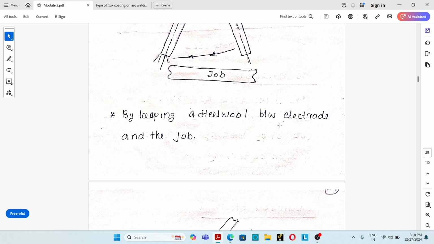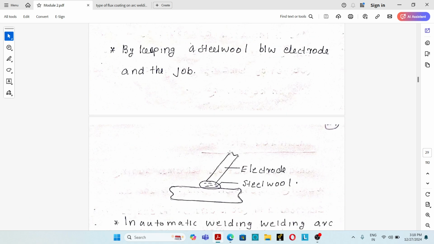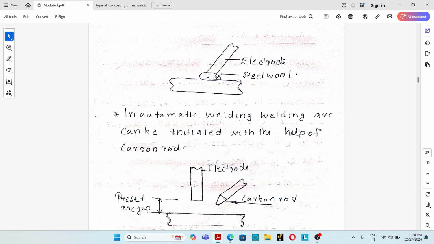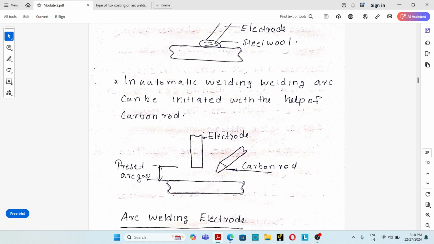Third, by keeping steel wool between the electrode and the job. The steel wool provides a conductive path between the electrode and job. This method is used in the submerged arc welding process to create an arc between the electrode and workpiece. In automatic welding, the arc can be initiated with the help of a carbon rod, which touches the electrode and the workpiece simultaneously and produces an arc between them. So these are the common methods of arc initiation in the arc welding process.